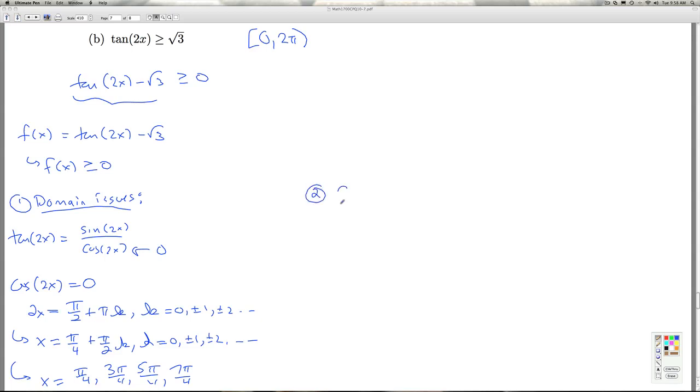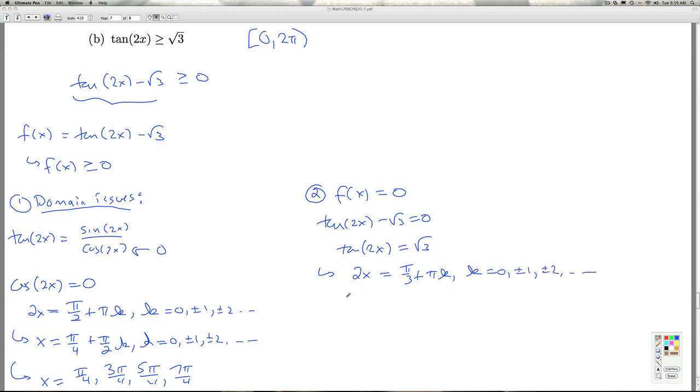The second thing we look for then is the zeros of the function. And so we're back to solving the equation, tangent 2x equals radical 3. So where's the tangent of something equal to radical 3? Well, that something has got to be pi over 3 plus any integer multiple of pi. So I multiply both sides by a half. I get pi over 6 plus pi over 2 k for k equals 0, plus or minus 1, plus or minus 2. And to simplify the computations here, let's get a common denominator of 6 on this. That's pi over 6 plus 3 pi over 6 k.